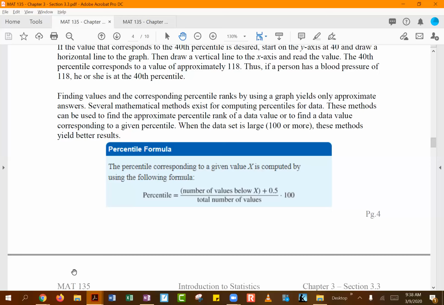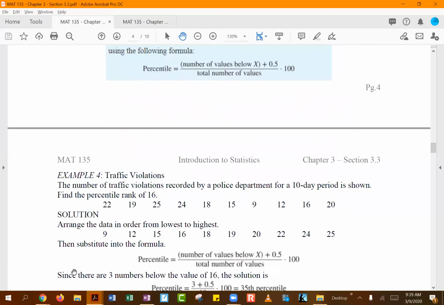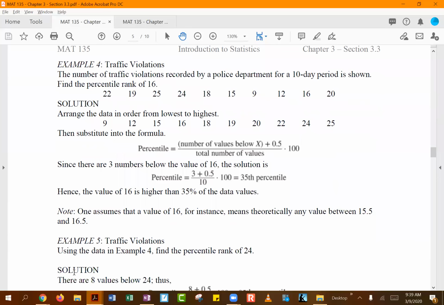And as you can see with this little statement here, they're saying when your data set is really large, which means you have more than 100 data values in there, you're actually going to get more accurate, or at least better approximations on your results than you would with smaller data sets. So just as an example of how we would calculate these percentile ranks using the formula, you were looking at the number of traffic violations recorded by the police department over a 10-day period.